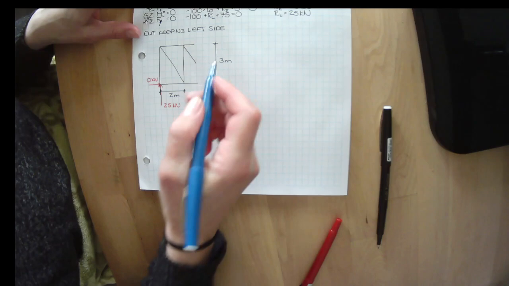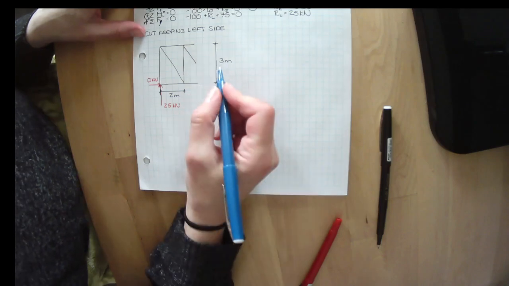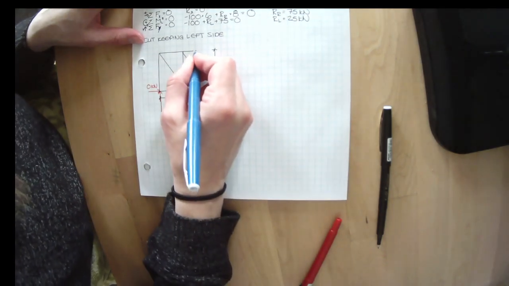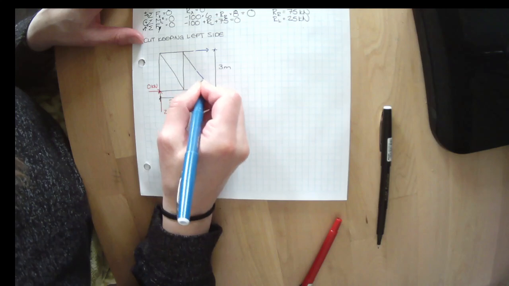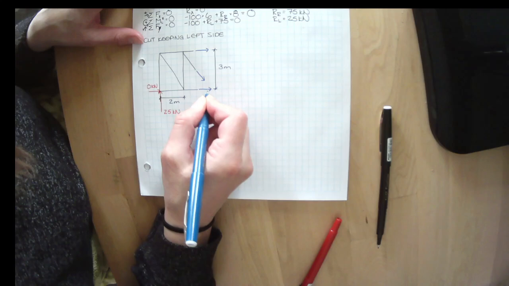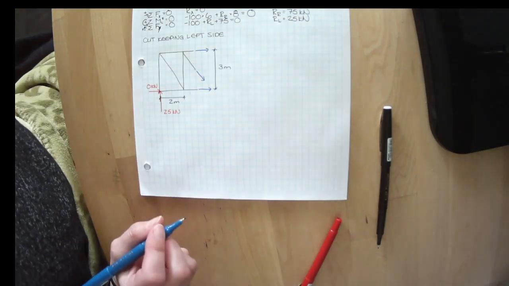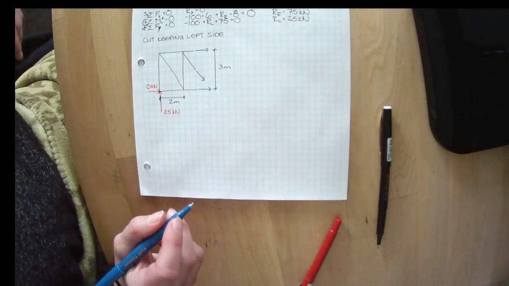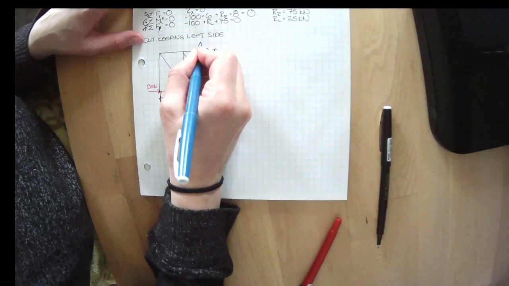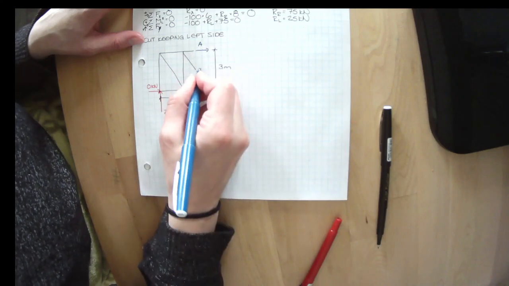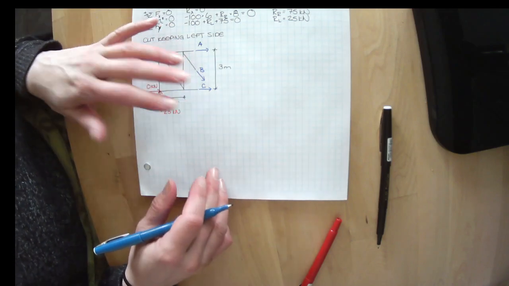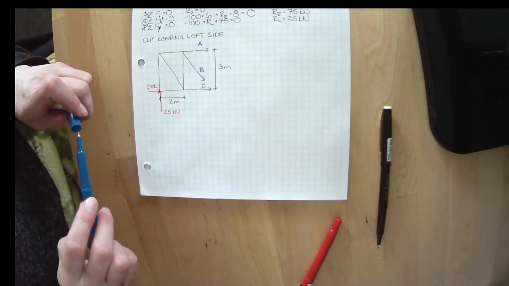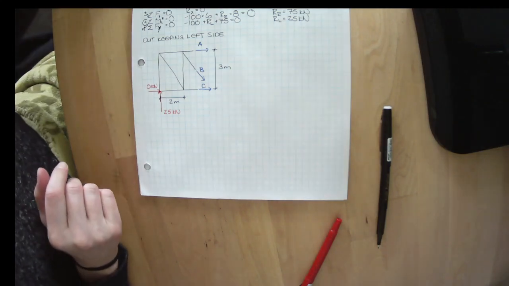We have unknown internal forces acting on this. So we're going to draw some placeholders here. I'm going to draw all of these forces, internal forces, as if they were acting in tension. And I'm going to call this one A, and I'm going to call this one B, and I'm going to call this one C. But I don't know what they are. I don't even know if they're in tension or not. I'm making an assumption here that they are.